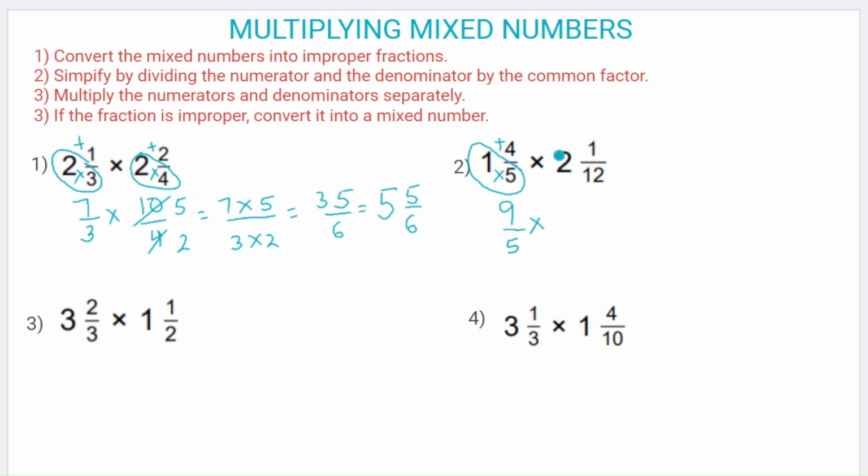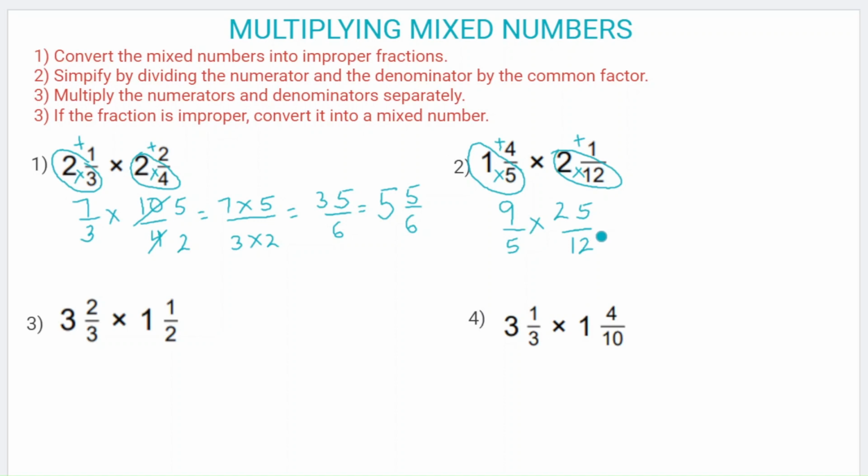Do the same steps. Multiply the whole number with the denominator. 2 times 12 is 24. Add the product with the numerator. 24 plus 1, 25 over 12. Now let's figure out if there is any common factor between the numerator and the denominator. So 9 and 5 do not have a common factor. 25 and 12 do not have a common factor.